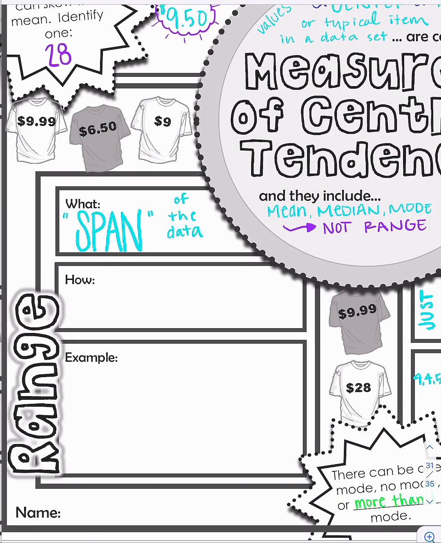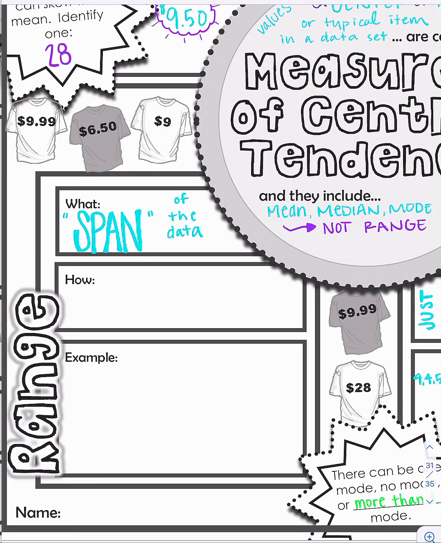Okay, so span just means that we're looking at our largest number down to what's our smallest number and what's the distance between those two values. Okay, so I'm just going to go back here, just kind of adding a little detail on my word span. Okay, the span.